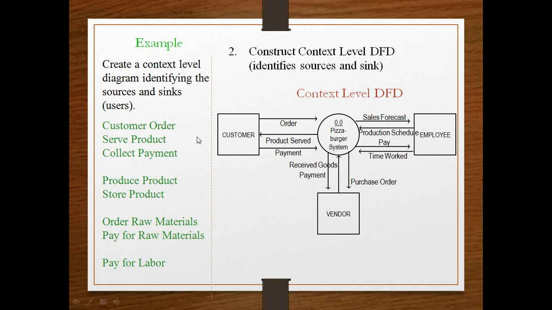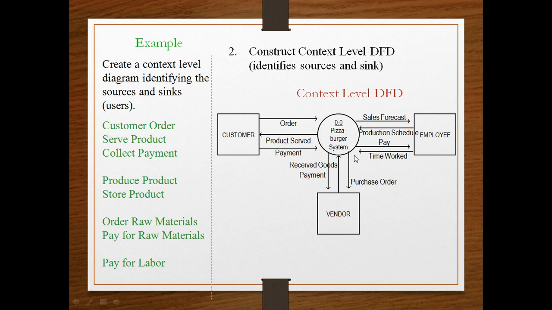Now let's see here, please check here, customer orders. Then the employee will serve the product. The payment is done, the employee collects the payment. Now the vendor: you're receiving the goods and you're paying the vendor. You receive the goods, you do the payment, you purchase the order, and the purchase order is removed.